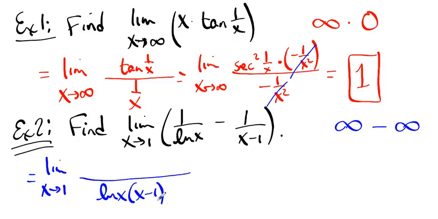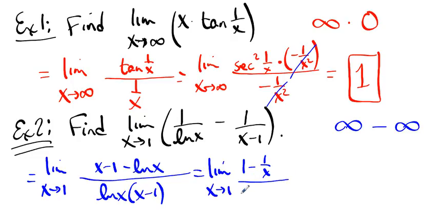You get a nice common denominator and a numerator to go with it. This is a problem where the numerator tends to 0 and the denominator tends to 0. So we can use L'Hopital's rule. And L'Hopital's rule says we take the derivative of the numerator, that's 1 minus 0 minus 1 over x. The derivative of the denominator now, that's tricky because this is a product rule.